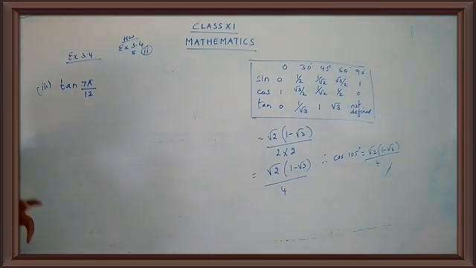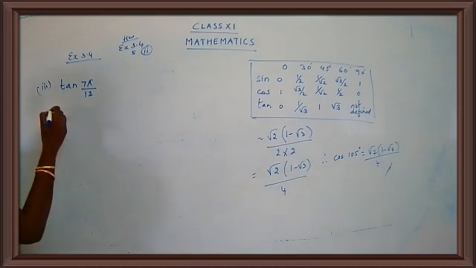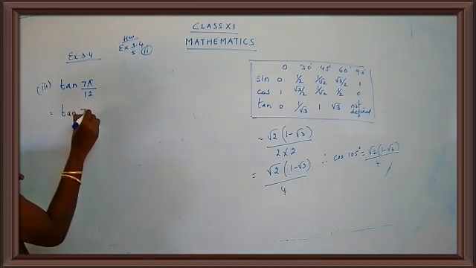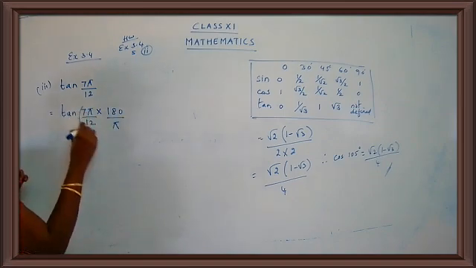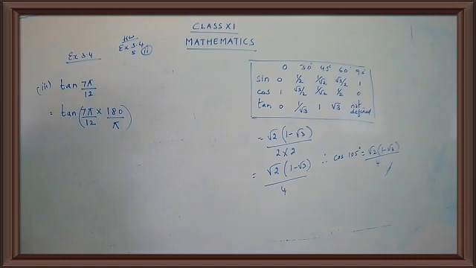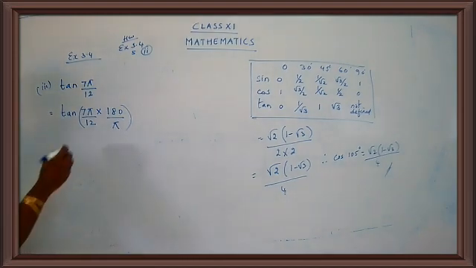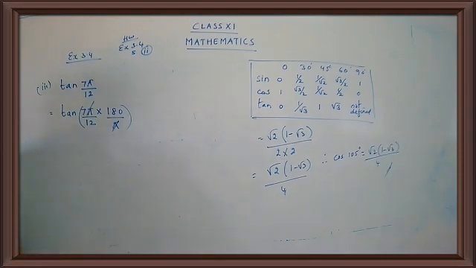When you have to convert the radian into degree, you have to multiply by 180 by pi. So this is equal to tan of 7 pi into 180 upon pi, and here you have 12. So I'm just going to convert the radian in terms of degree: 7 pi upon 12 into 180 upon pi. Okay children, let's simplify this. First thing, pi gets cancelled. Very easy thing.